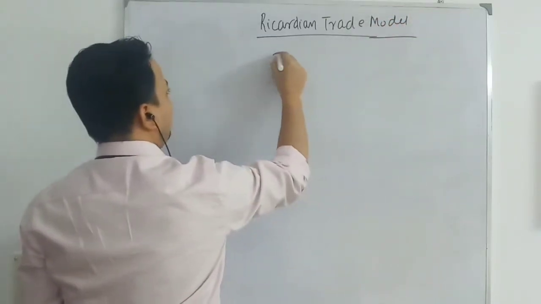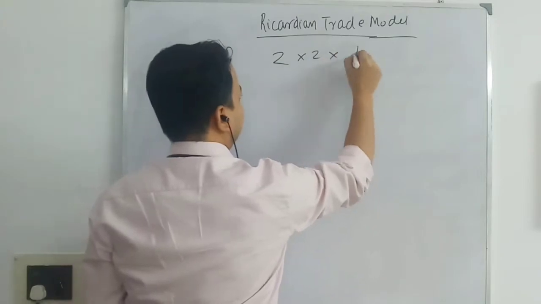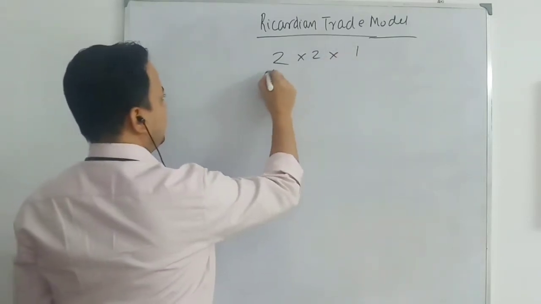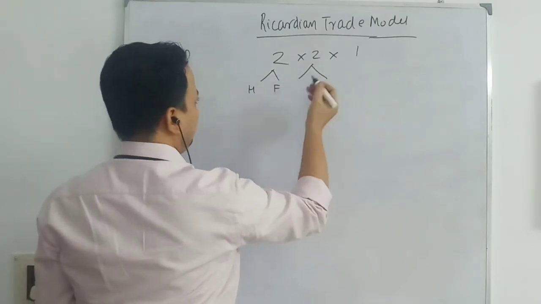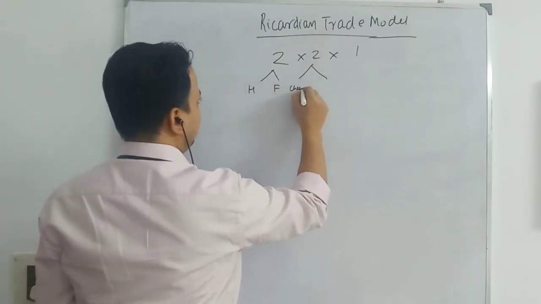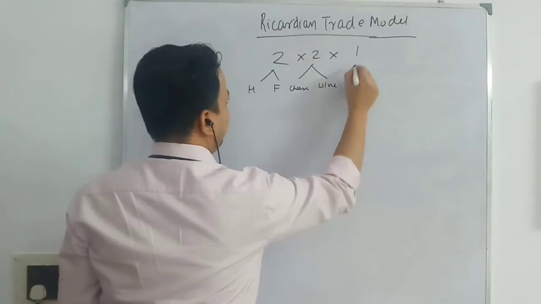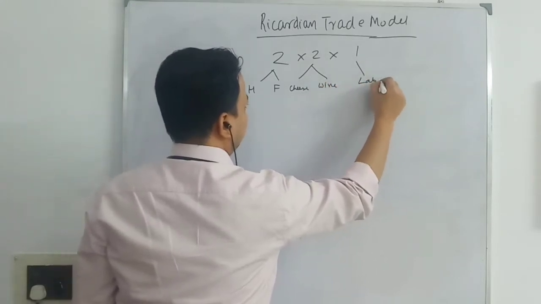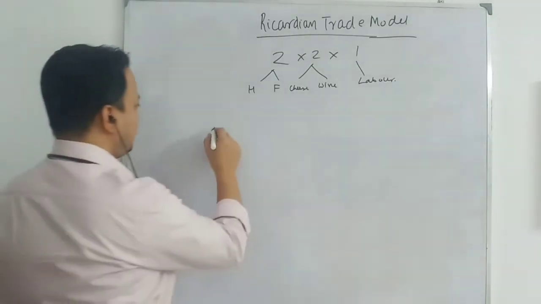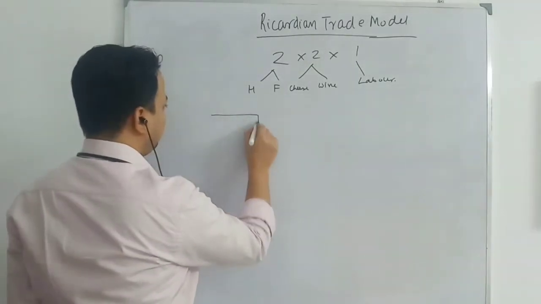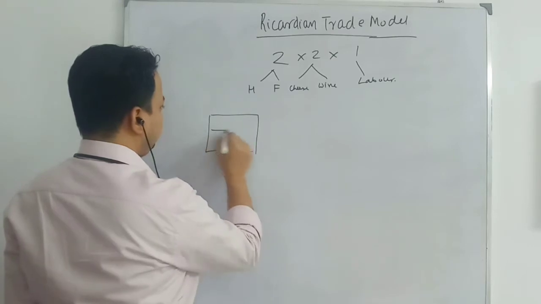Regarding the trade model, we are looking at a 2 by 2 by 1 economy. You have two countries, say home and foreign, producing two goods. We have taken cheese and wine, using one factor of production, that is labor.